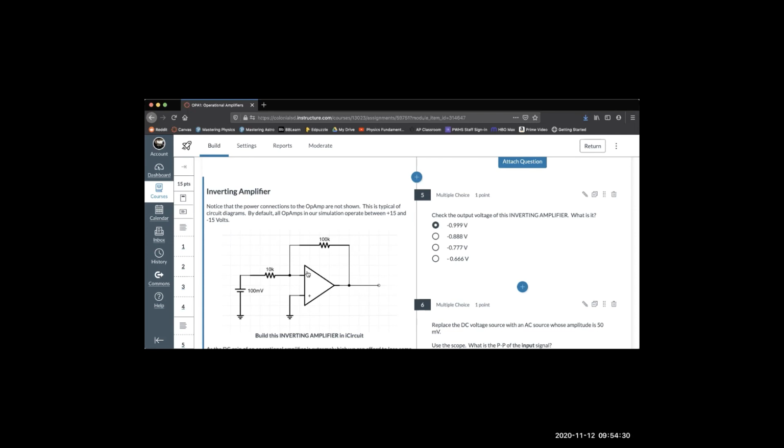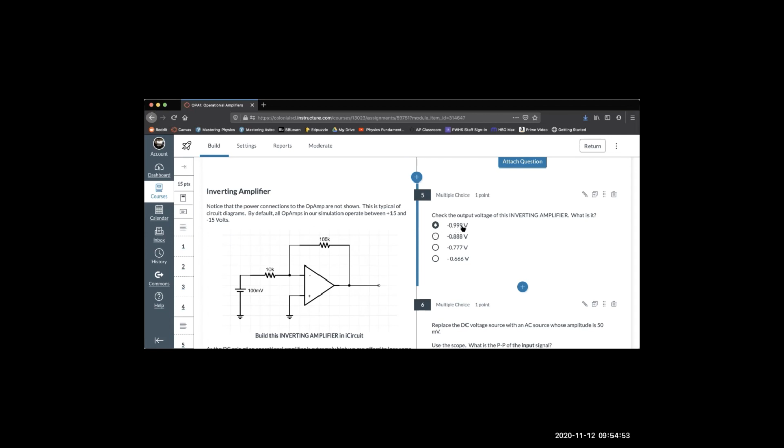That's true. But also, if I give a positive input, I get a negative output. In this context, that's what inversion means. So I'm going to check the voltage output of this thing and see what it is. If you actually build it, you're going to find that the voltage output of this thing is 0.999 volts.